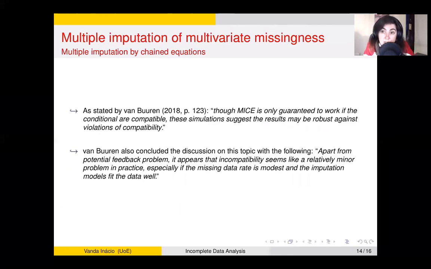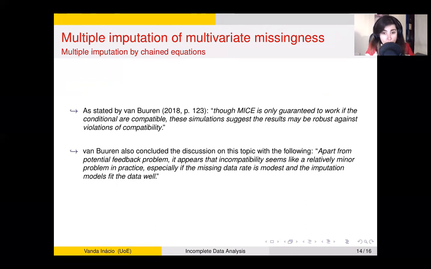Van Buuren, the author of the book, we need to interpret this with a grain of salt because he's also the author of the mice package. He says in his book that though mice is only guaranteed to work if the conditionals are compatible, these simulations, from a paper, suggest the results may be robust against violations of compatibility.